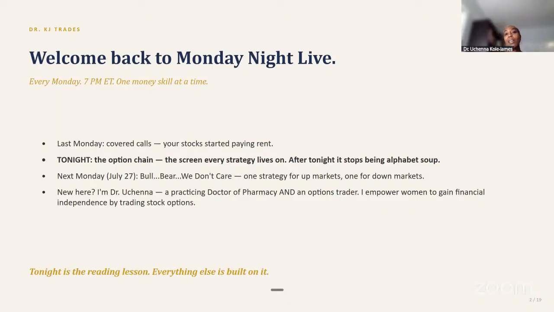I'm going to show you a live demo on the platform that I use, Thinkorswim, and I'm going to show you how I customize my option chain. Next Monday, bullish pair, we don't care: one strategy for up or bullish markets, and one strategy for down or bearish markets. Make sure you join me every Monday at 7 p.m. Let's get started.